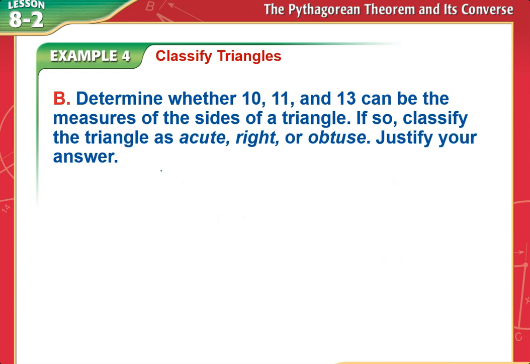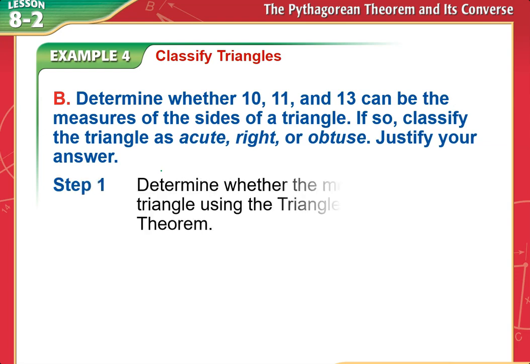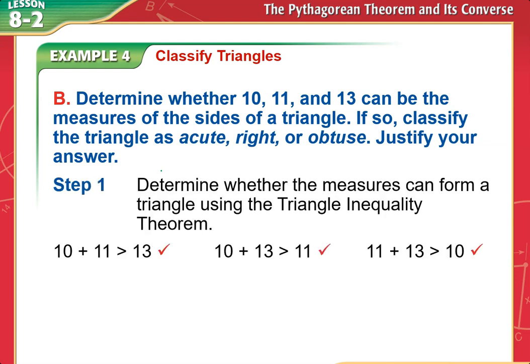Okay, determine whether 10, 11, and 13 can be measures of sides of a triangle. If so, classify the triangle as acute, right, or obtuse. Justify your answer. Okay, so 10 plus 11 is greater than 13. 10 plus 13 is greater than 11. 11 plus 13 is greater than 10. So yes, this can form a triangle.